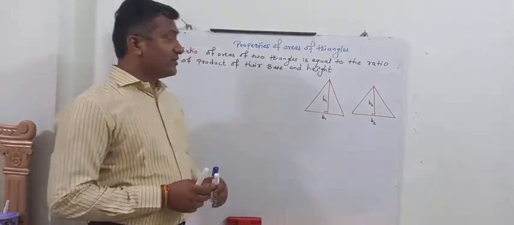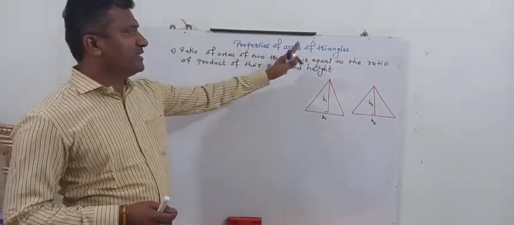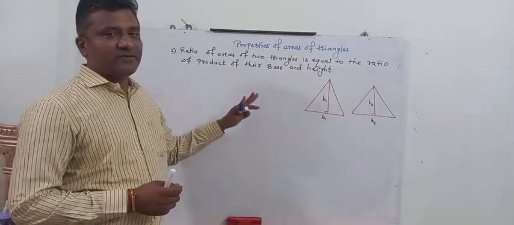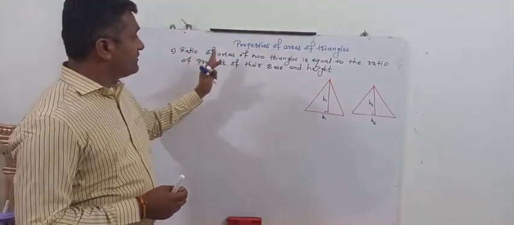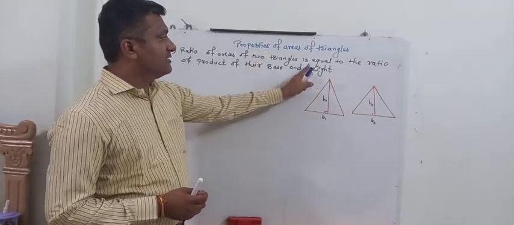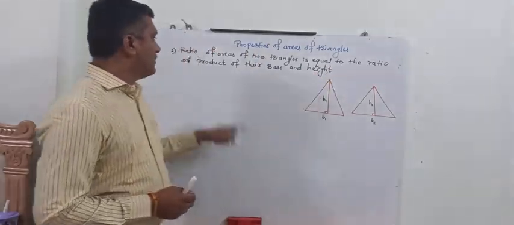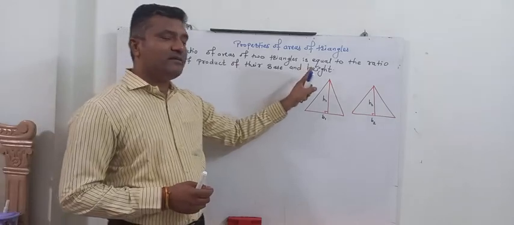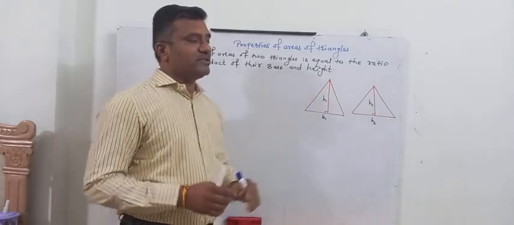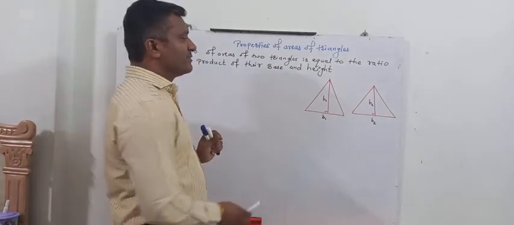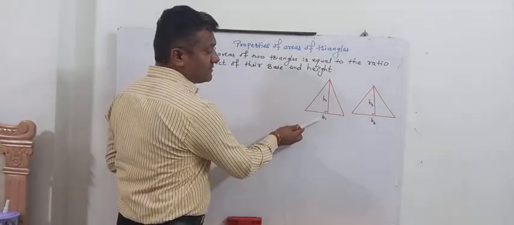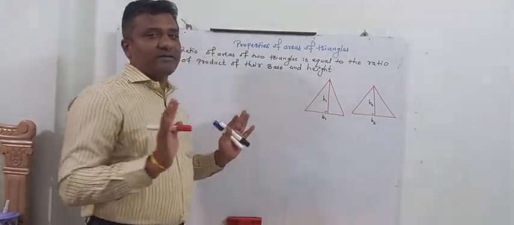Okay students, today we are going to discuss properties of areas of triangles. Very basic topic of similarity. Look at the first property now. The ratio of areas of two triangles is equal to the ratio of the product of their base and height. So whenever you are using this property, you need to focus on very basic things. You need to identify which is the base and which is the height of a given triangle.